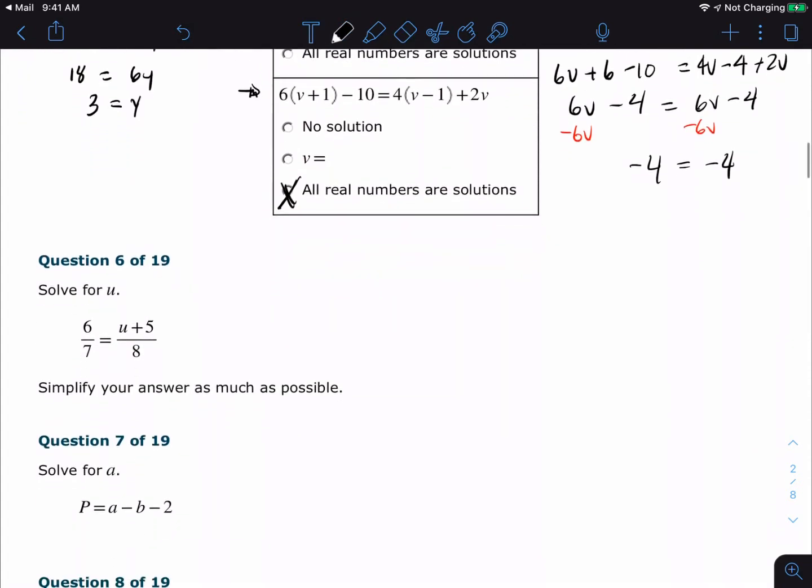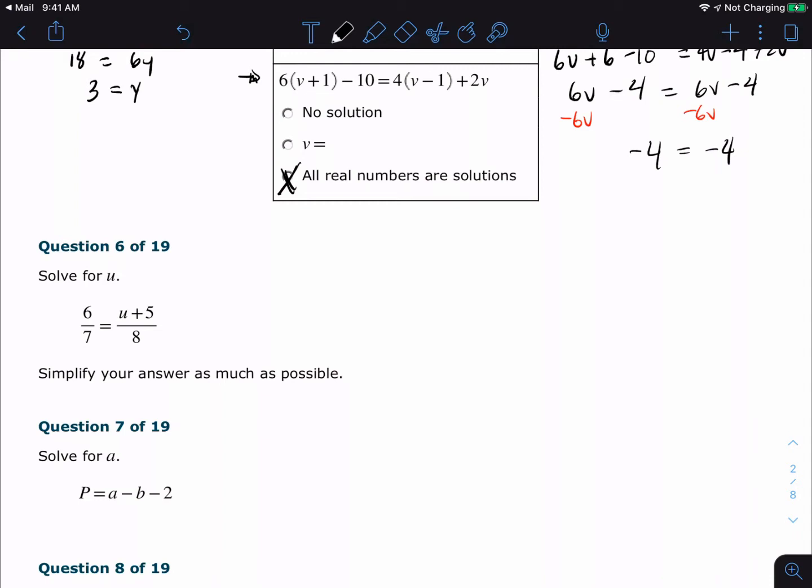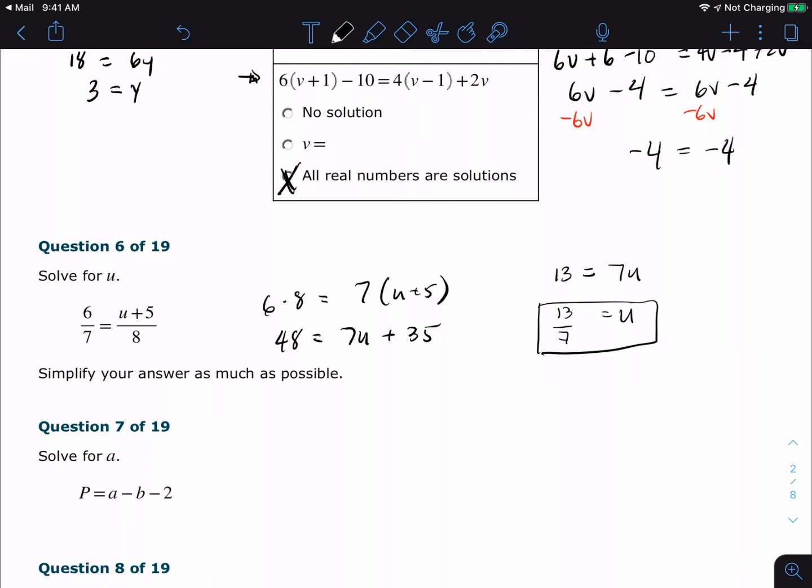Okay, here's number 6. So with number 6, I'm going to cross multiply, so I'm going to get 6 times 8 is equal to 7 times u plus 5. So that's going to be 48 is equal to 7u plus 35. When I subtract 35, let me make sure I got my numbers right. Yeah, 48 and 35. I'm going to get 48 minus 35 is going to give me 13. So 13 is equal to 7u. So u is equal to 13 over 7. And that should be our answer.